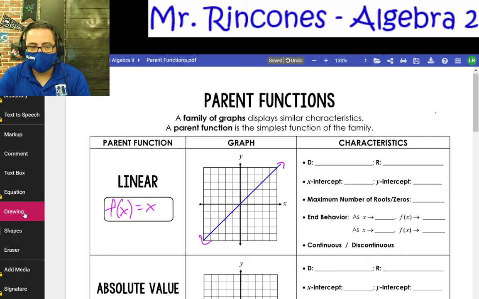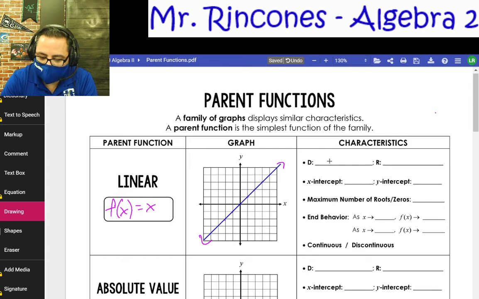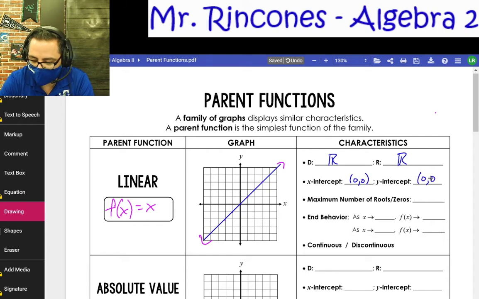So for a linear function f of x, the domain is all real numbers. The range is all real numbers. The x-intercept is right at the origin, so that it's at 0, 0. The y-intercept is also at the origin, 0, 0. What is the maximum number of roots or zeros? That is 1. And this will lead you way back to one of the first lessons that we covered in regards to roots and zeros.